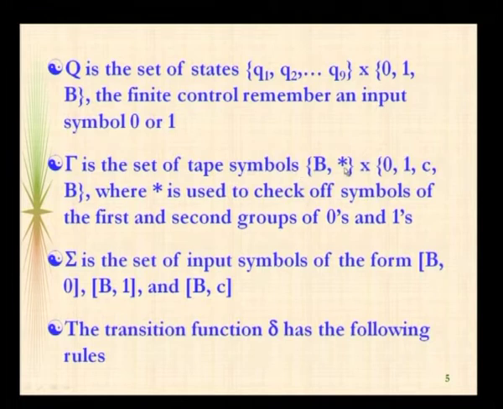So here the content is once again a pair of symbols: it can be b followed by 0, or b followed by 1, or b followed by c, or b followed by b.